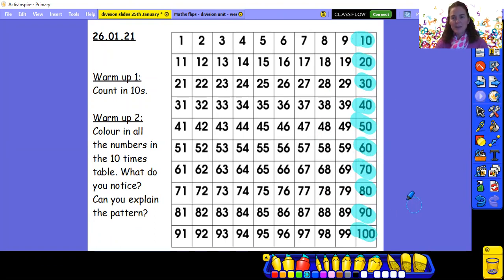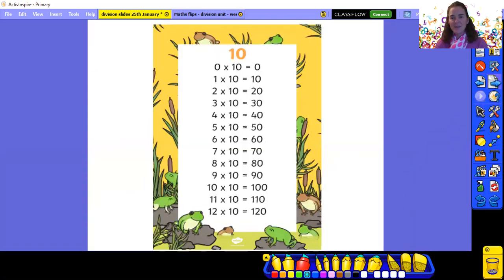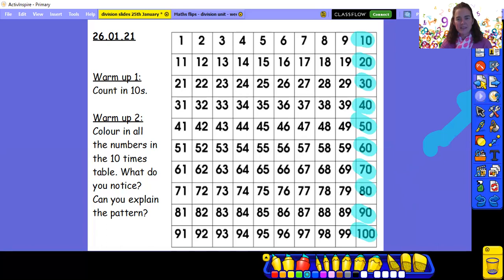But of course, our times table goes up to 12 times 10. So let's carry on with my times tables here. So then we've got 11 times 10 is 110. 12 times 10 is 120. So well done for those of you who were able to spot all the numbers in the 10 times table. What do you notice about the numbers? Do you spot any patterns?